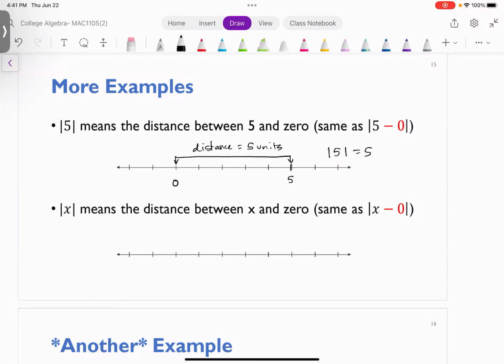Similarly, if I say that the absolute value of x is the distance between x and 0, then what we get is the positive output. So it's x without the sign.